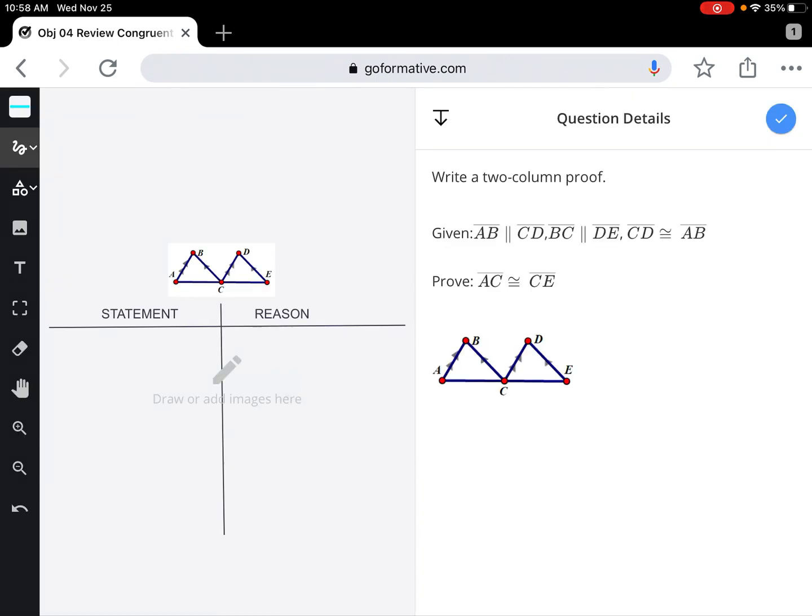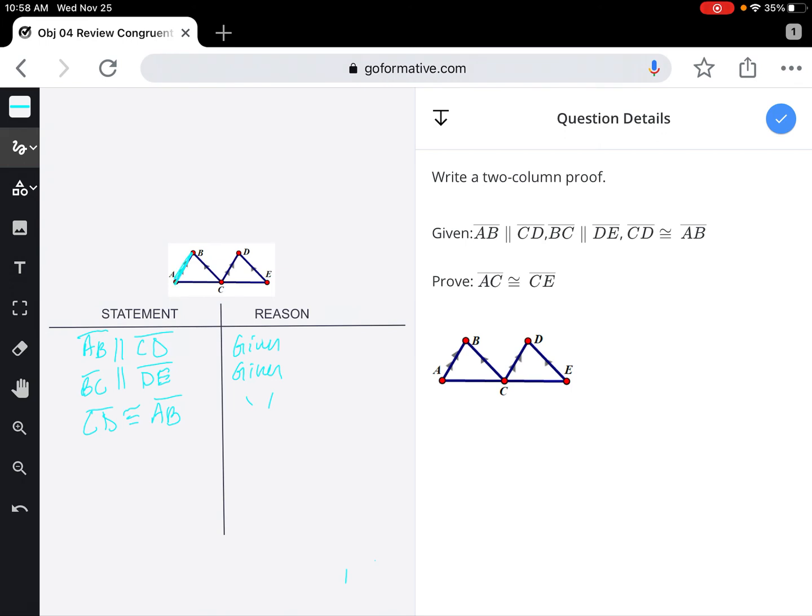Okay, another proof. All right, you're given AB is, ooh, I almost put congruent. AB is parallel to CD, so you know you're going to be talking about angles. That's given. You're given BC is parallel to DE. That's also given to you. So I can't really write anything yet. You're given that CD is congruent to AB.